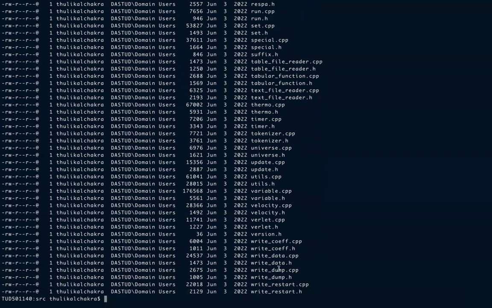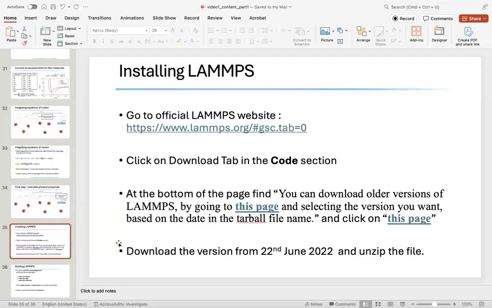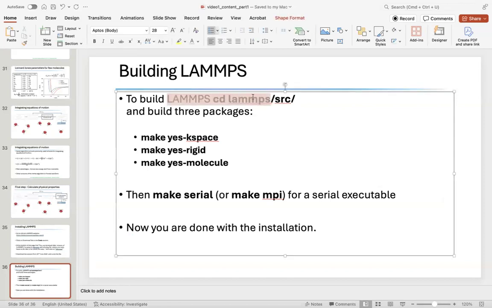All right. Now, in order to install this, like I said, first go to the LAMMPS SRC folder, and we need 3 packages here to build LAMMPS. The packages that you require are called kspace. The kspace package is for calculating the electrostatic forces between particles. So this is very, very important. This is an important package.